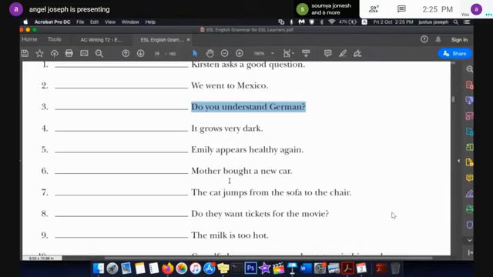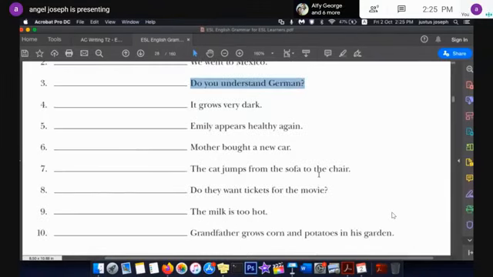Very good. The cat jumps from the sofa to the chair. Intransitive. From, to, all these words are prepositions. Prepositional phrase, right? So the cat jumps is the verb. Cat jumps from A to B. So this is the prepositional phrase. Jumps is the verb. So any verb which is with a prepositional phrase, we can call an intransitive verb.